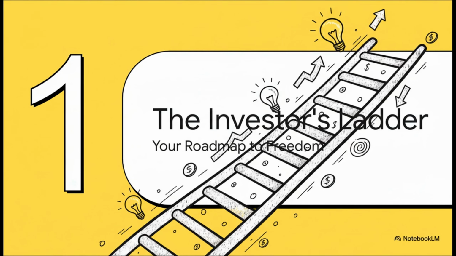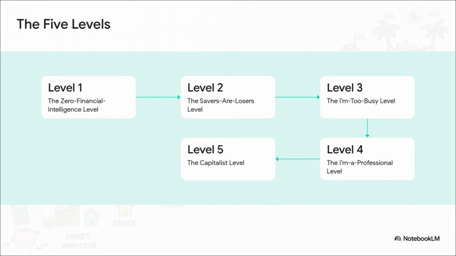So how in the world do you beat that risk and escape that life? Well, you start by understanding that investing isn't just this one-time thing. It's a ladder you can actually climb, and each step up is a step up in your education and your results. And this is the ladder. We've got 5 distinct levels here. We start at the bottom with zero financial intelligence, and we go all the way up to the top, to the capitalist. So let's walk through each one of these so you can see where you might be right now, and more importantly, where you can go.